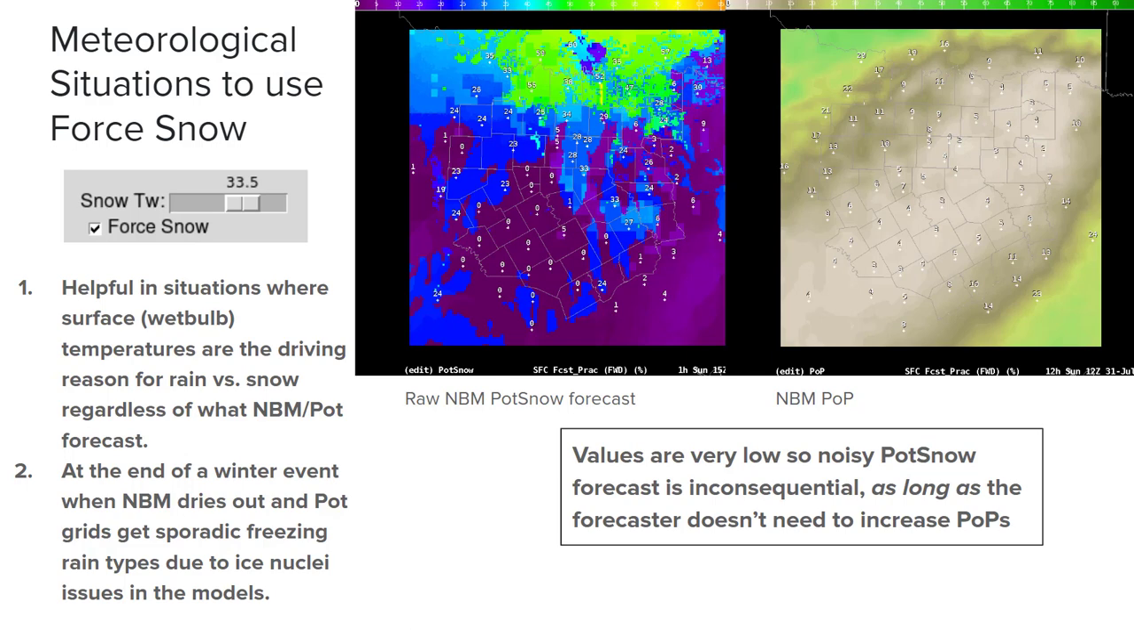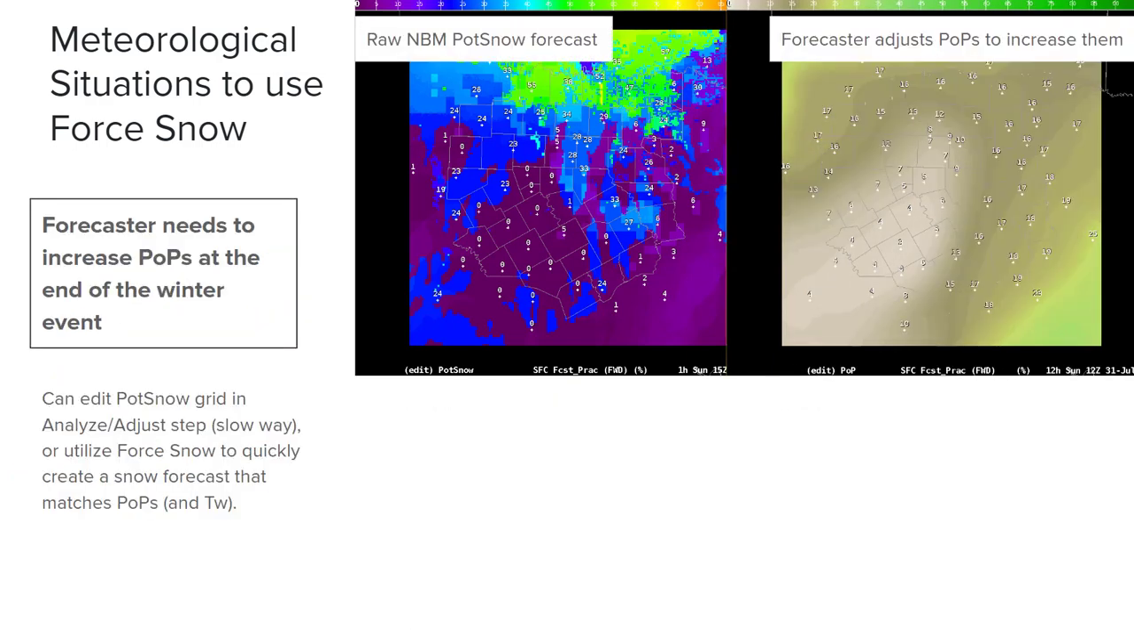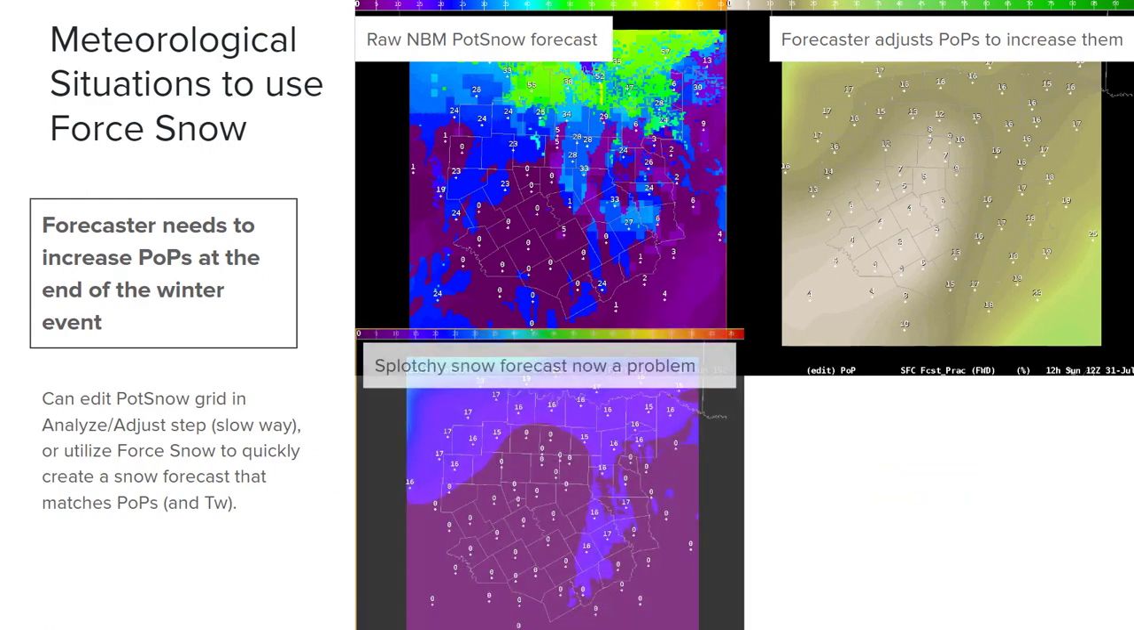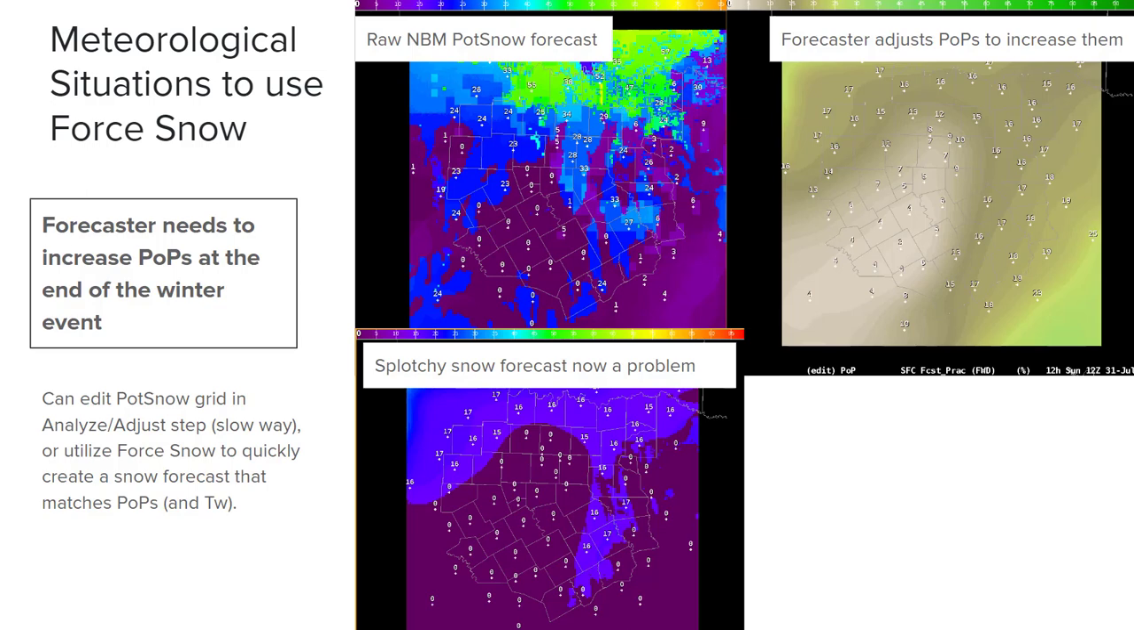This very noisy pot snow grid is actually inconsequential in the NBM forecast because pops are below 10%. But if the forecast needs to increase pops because the moisture is hanging around longer, then suddenly there's a splotchy snow forecast that is a problem. One could edit the pot snow grid in the analyze adjust step, but that's probably the slower method.